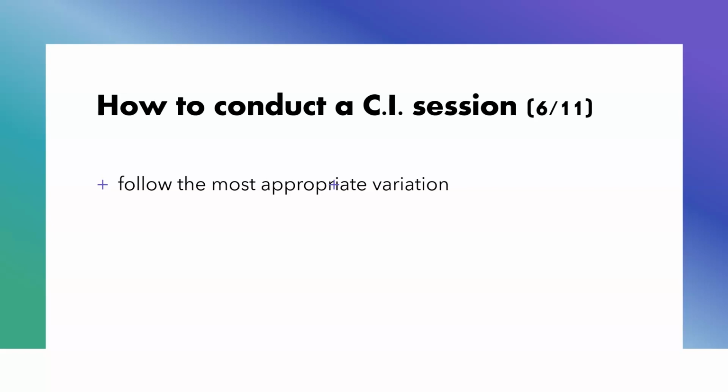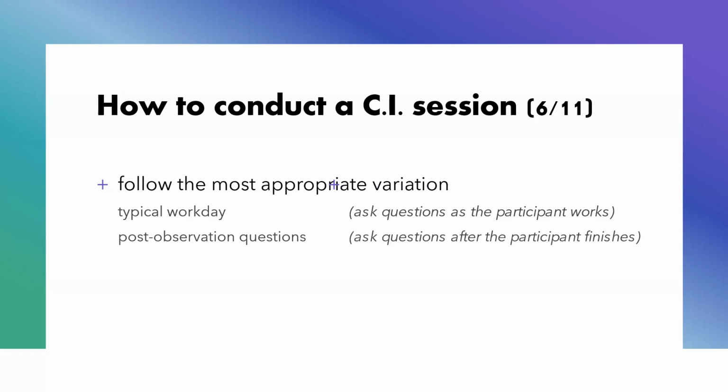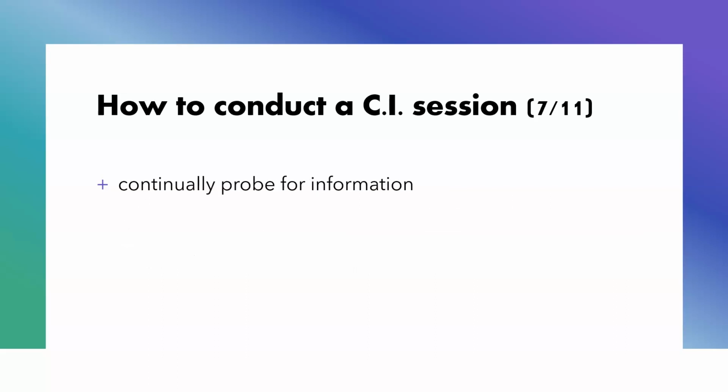When you're doing a contextual inquiry session, there are different variations. Quick review. We have a typical workday in which you ask questions as the participant goes along. There's the post-observation question method. You ask questions only after the participant is done doing the thing. And the artifact walkthrough, in which you have the participant recreate a past activity. Please note that when you're doing an artifact walkthrough, you can do it either with the typical workday or post-observation question method, but generally speaking, you have the two big categories of doing it live or recreating something that has been done in the past.